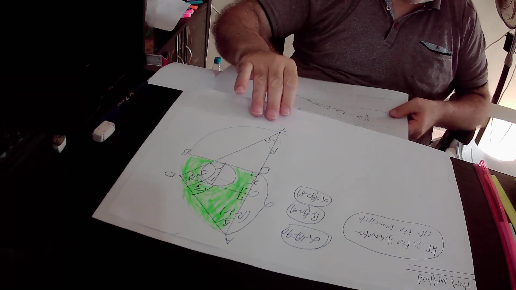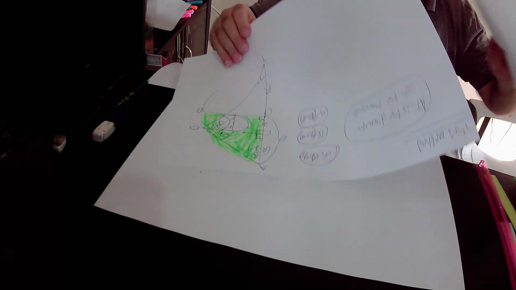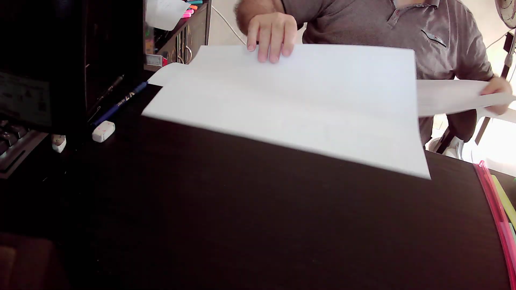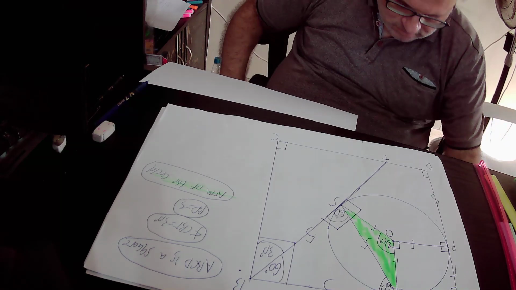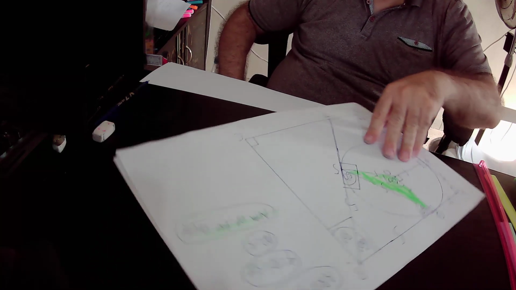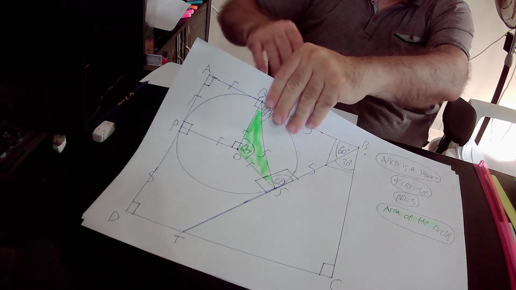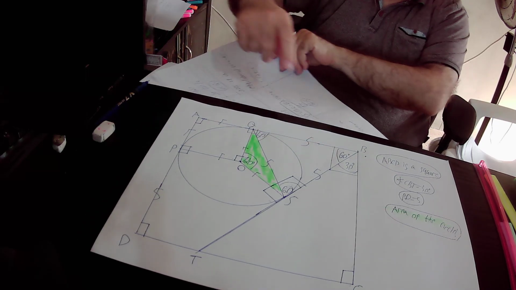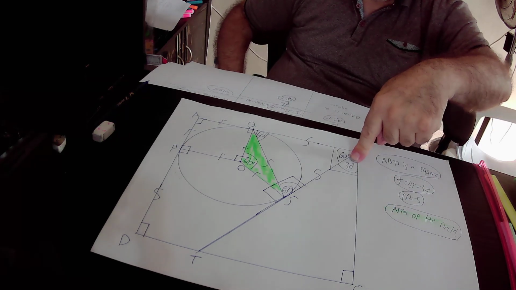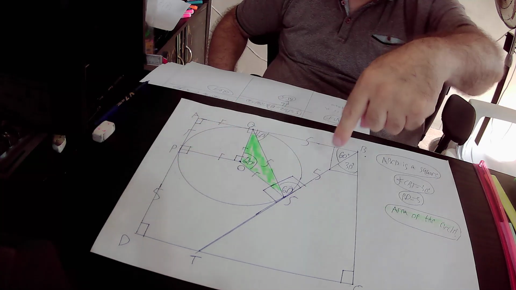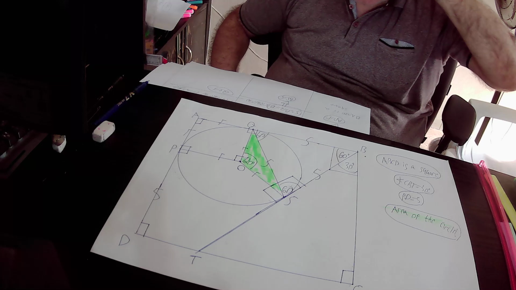We start with the first question, of course. In the drawing, we have square ABCD. Inside square ABCD, we have a circle. We know that angle CBT equals 30 degrees, line segment PD equals 5 units, and our mission is to find out the area of this circle.